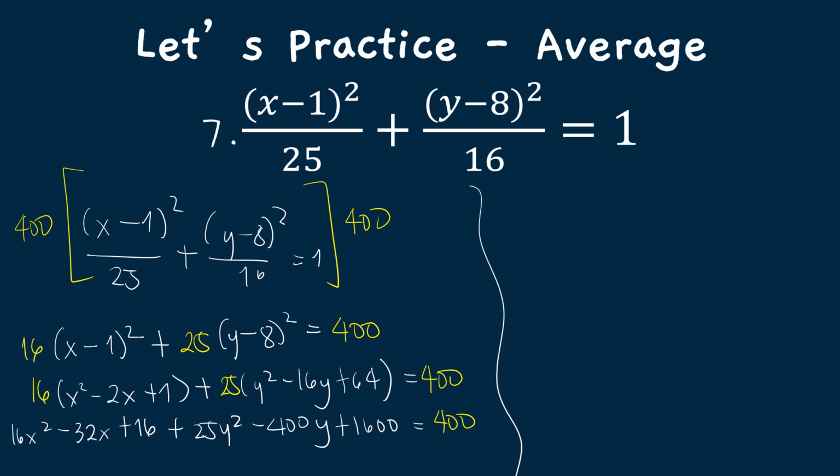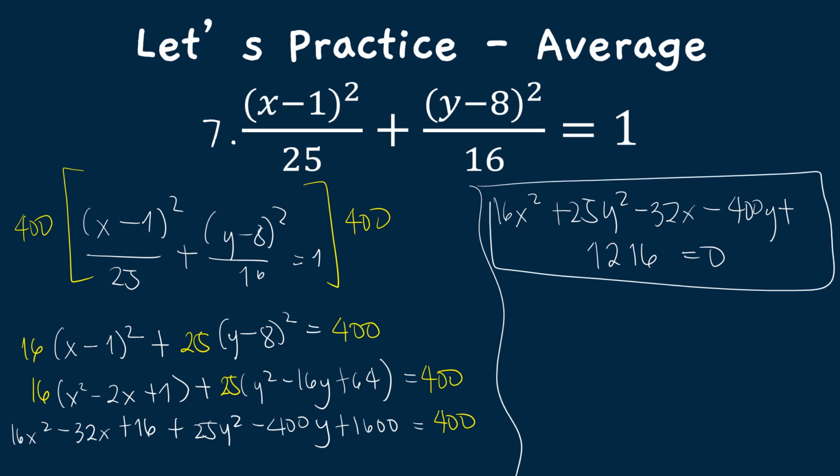Let us now arrange the remaining terms in such a way it is a general format. 16x squared plus 25y squared minus 32x minus 400y. Then you add 16 plus 1,600. Then you subtract 400. Since still on the right side, it will become negative. That is 1,216 is equal to 0. So therefore, this is already your general equation for example number 7.